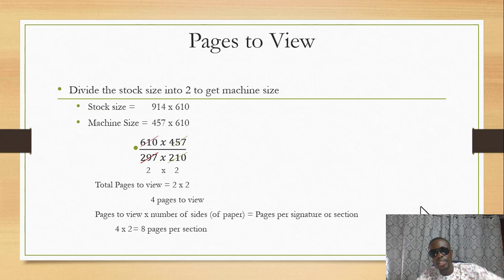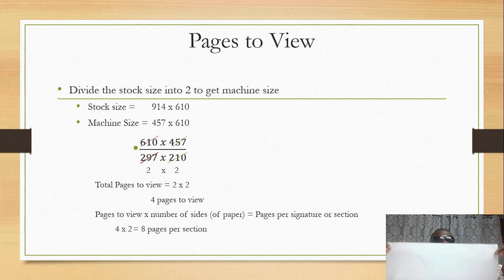Our machine that we are using is Speedmaster 74, and the maximum size for the Speedmaster 74 is 533 by 740 mm. The stock size cannot be printed on this. So what is the best size which can be printed on it? We need to divide the stock size into two. When we divide the stock size into two, the size which we get is the machine size. It's machine size because that is the size which we are going to print the actual job on.